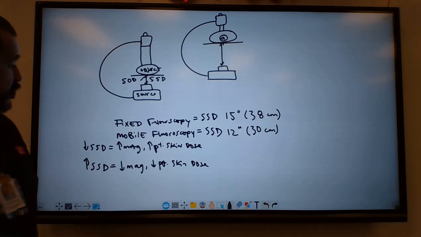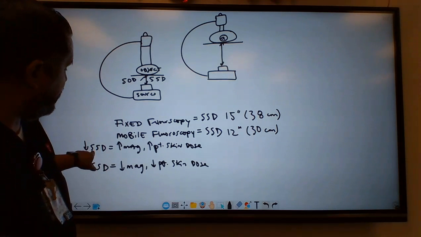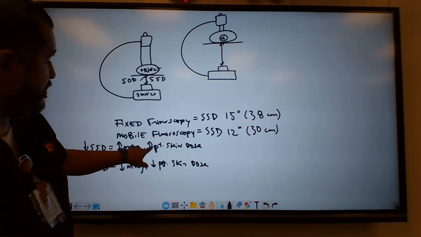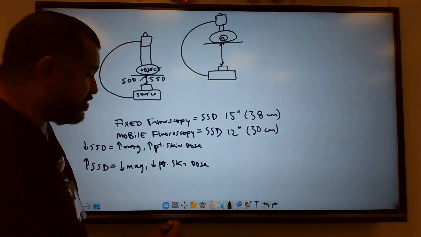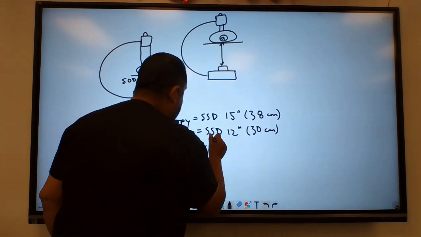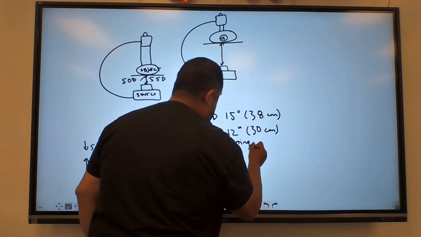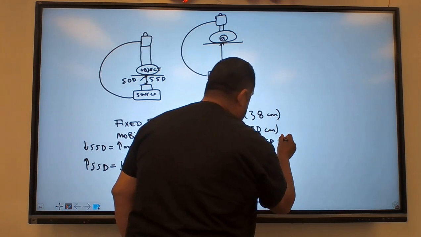Now, we said if you decrease your SSD, you're going to have more magnification, but it's going to increase patient skin dose, correct? But it's going to decrease vignetting, and that's going to increase spatial resolution.